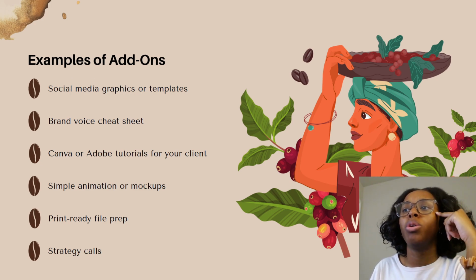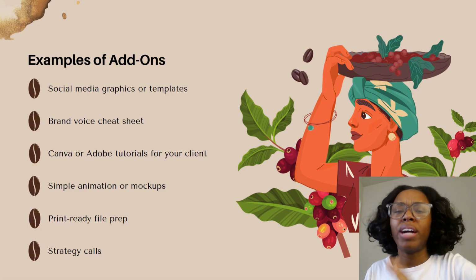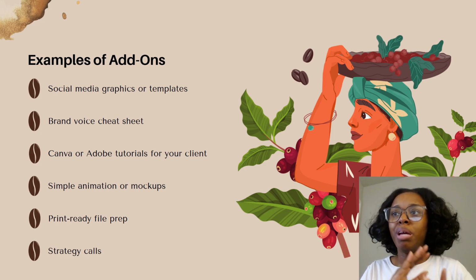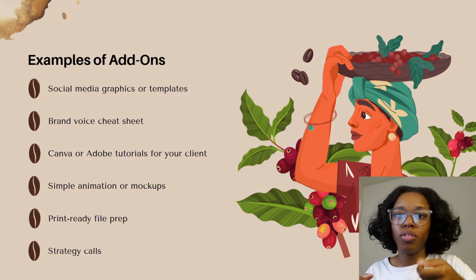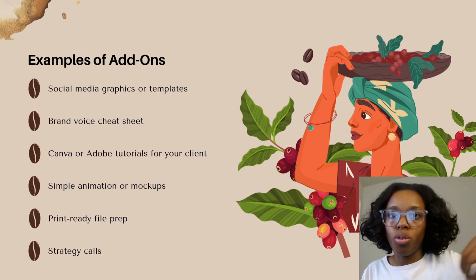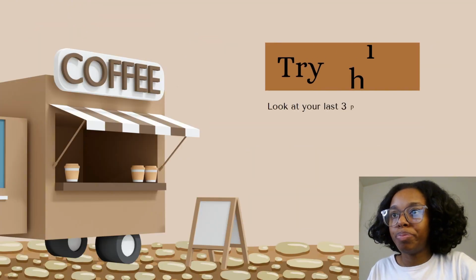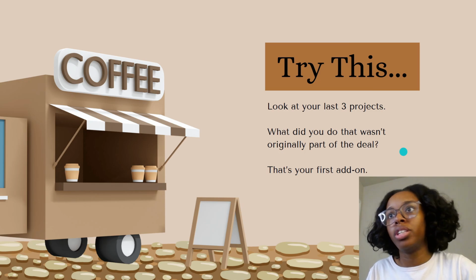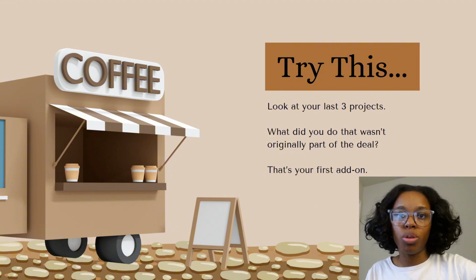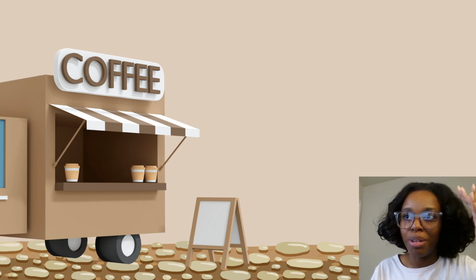For example, on sites like Fiverr and Upwork, they have these different tiers. On the first tier, you just get the project, and on the second or third tier, if you pay more, they'll give you the actual working file, because they don't want you to take their work and keep using the template over and over, since that means you won't need them anymore, right? So just keep that in mind, you guys. Again, look at your last 3 projects, think about what you did that wasn't in the contract or the proposal, and you can turn that into an add-on. That'll be your first upcharge right there. You gotta think smart, y'all.